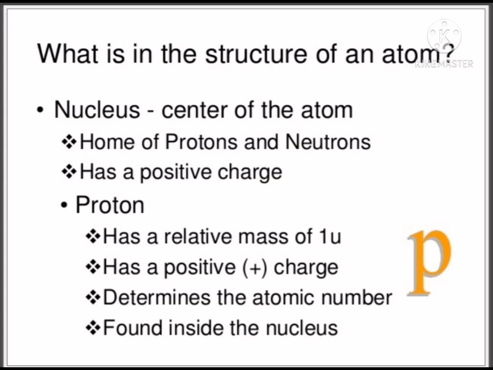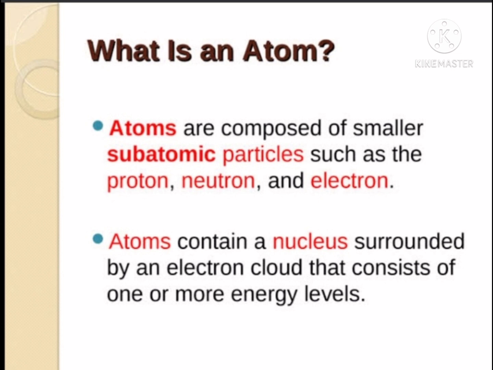Nucleus is present in the center of the atom. Protons and neutrons are present in the nucleus, and these protons determine the atomic number of an atom. Atoms are composed of smaller subatomic particles such as protons, neutrons, and electrons. Atoms contain a nucleus surrounded by an electron cloud that consists of one or more energy levels.